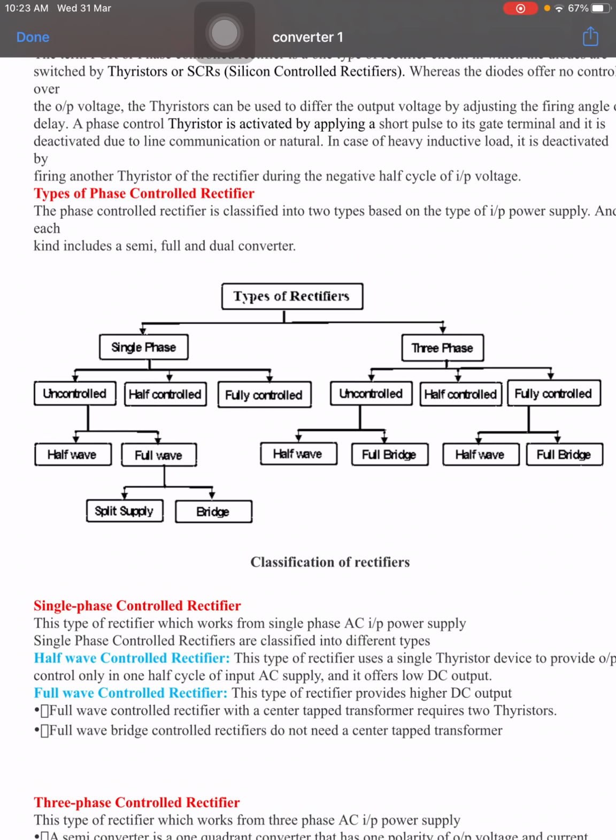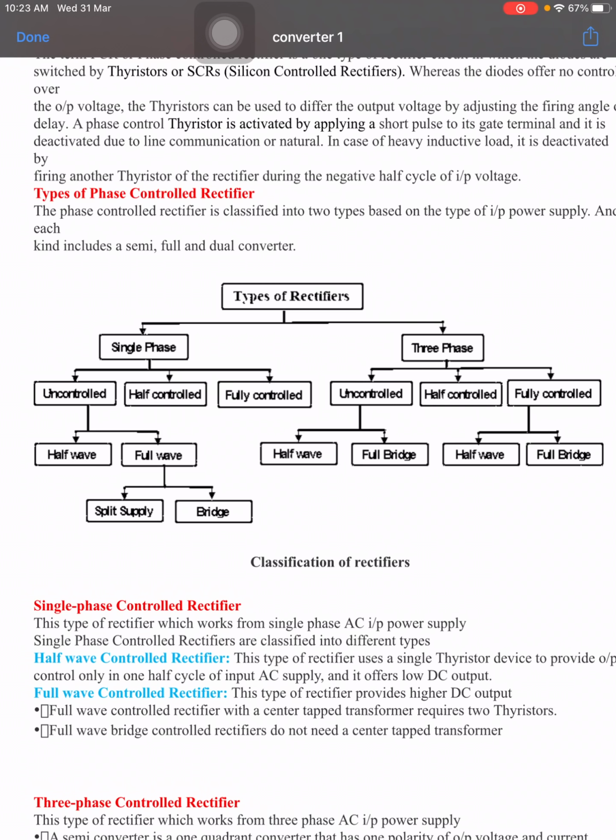When you observe the diagram, you will get an idea: uncontrolled rectifier, half controlled rectifier and full controlled rectifier. Again the uncontrolled rectifier is divided into half wave and full wave. Again full wave is divided into split supply and bridge connection. The split supply is nothing but a midpoint connection. Similarly, the single phase rectifier is divided into uncontrolled, half controlled, full controlled.